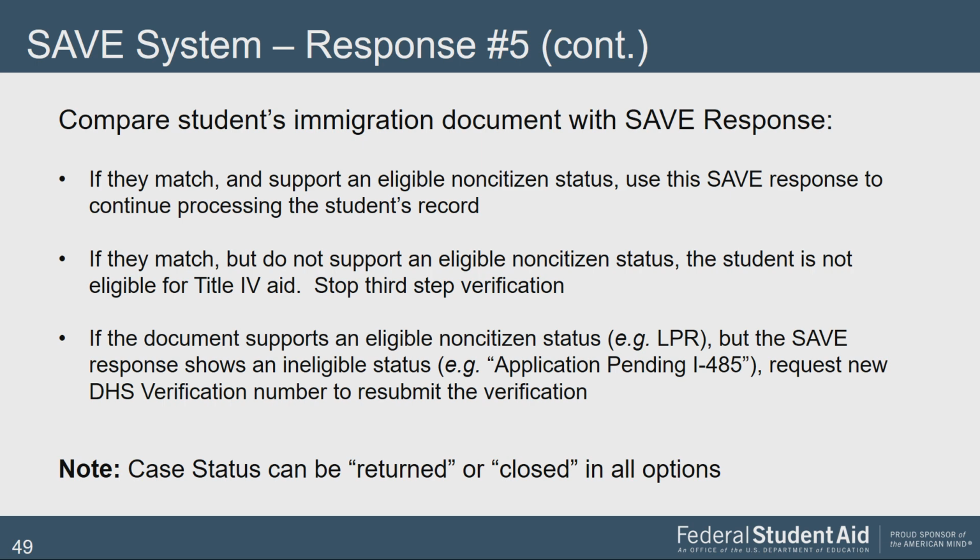When the student files their FAFSA before the status is updated in SAVE, the document may support an eligible status, such as LPR. They hand you an LPR resident card, and you go into SAVE, and the SAVE response shows an ineligible status, such as application pending, I-485, or a different eligible status, such as parolee expires. It's all about timing: when they filed the FAFSA, when they're handing you the actual document. If they don't match, request a new DHS verification number to submit the verification request.